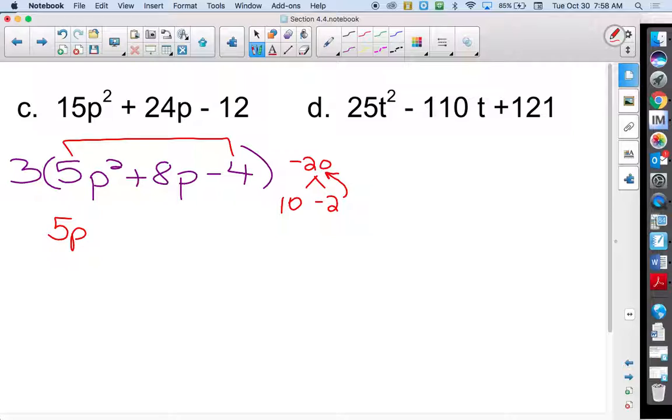I'm going to ignore the 3 outside for a minute while we work through and just factor this problem. So we have the 5p squared. Gavin said 10 and negative 2. So we're going to place those factors in the middle. So we have 10p and negative 2p, because combine those together we get 8p. We're just writing that 8p a little differently. And then we keep the negative 4. So here's our little scratch work on the side.